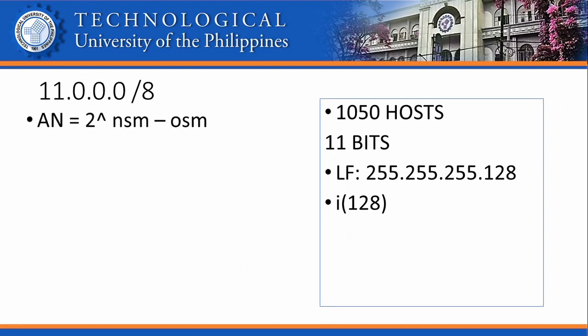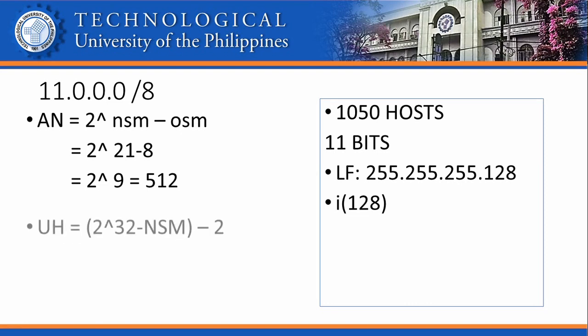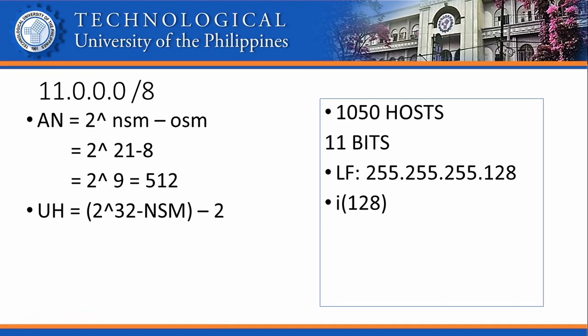Again, using this formula, 2 raised to new subnet mask minus original subnet mask. 2 raised to 28 minus 8 is equals to 2 raised to 9. So, we have actual network of 512. And for usable hosts, using this formula again, 2 raised to 32 minus new subnet mask, minus 2. So, 2 raised to 11 minus 2 is equals to 2,046. That is our total number of usable hosts.